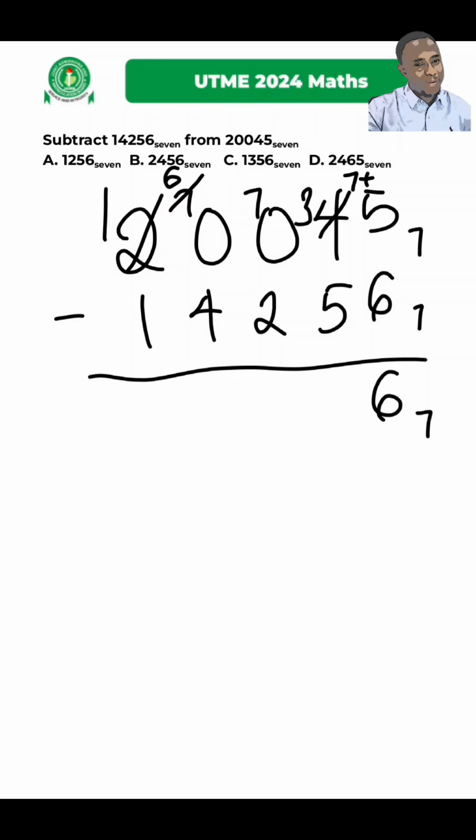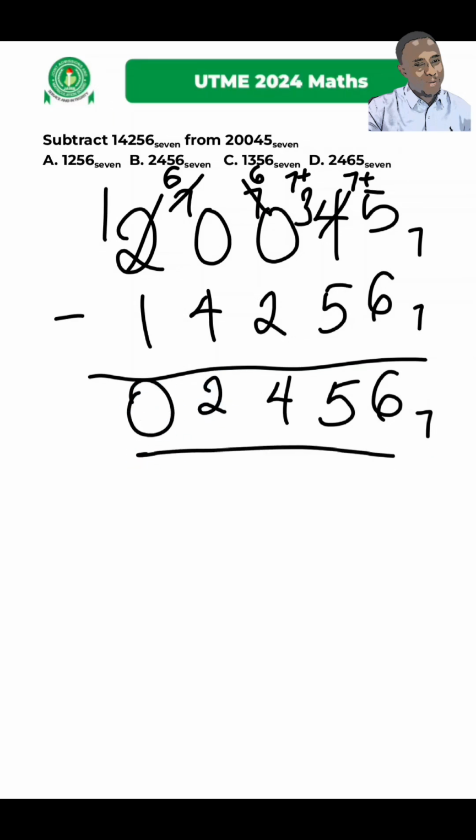Wow, looking rough already. But just try to understand. So then finally, borrow 1 from here and add it to the 3 here. That makes 10. So 10 minus 5 is 5. Then this is left with 6. 6 minus 2 is 4. Then 6 minus 4 is 2, and there's nothing left. So the answer is 2456 base 7, and that's option B.